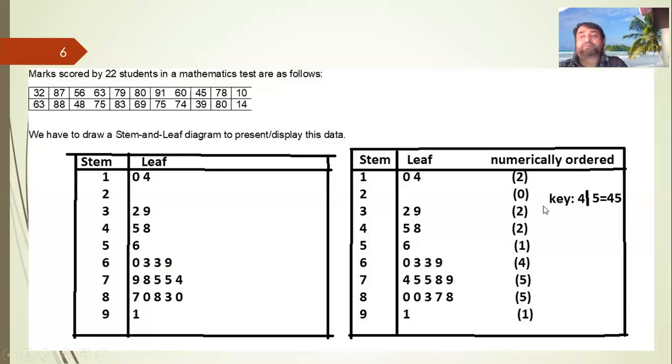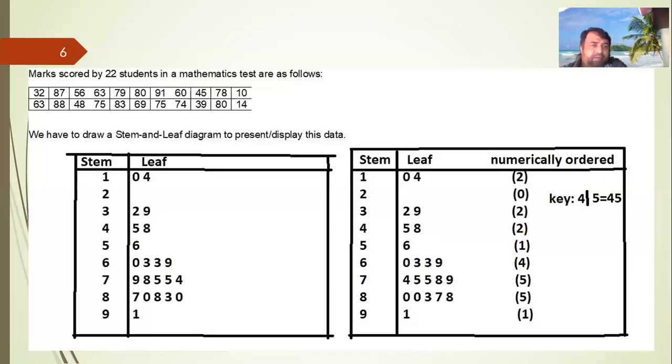Okay, and we have to finally write down a key. These are the frequencies here, then we have to write down a key. For example, I have written a key here: a vertical bar, then 5, means 45. So 45 was the data in the table, and we just wrote it like this. Then 48 is the data. So we can just write one key, and then it will be clear for the person who wants to know about the situation in a stem and leaf diagram.